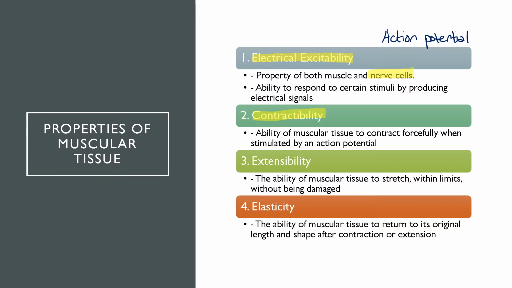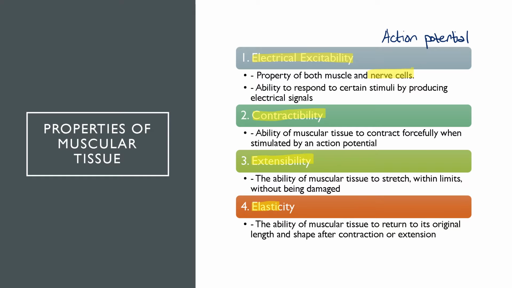Next, we have extensibility. So this is the ability of muscular tissue to stretch within its limits without being damaged. Now, the connective tissue within muscle limits the range of extensibility, and it keeps it within the contractile range of the muscle cells so that it doesn't get damaged. Now, normally, smooth muscle is subjected to the greatest amount of stretching.